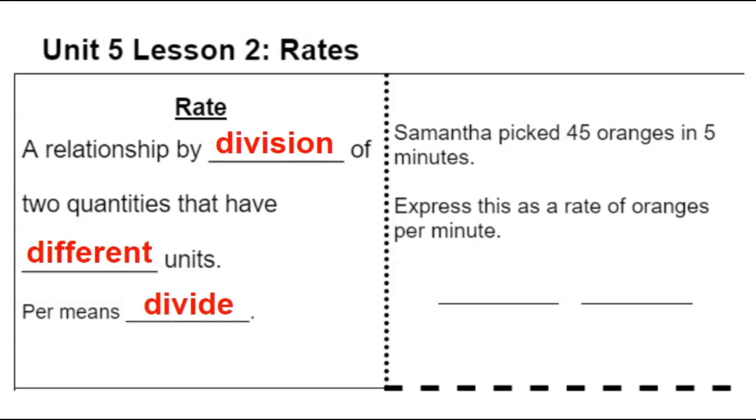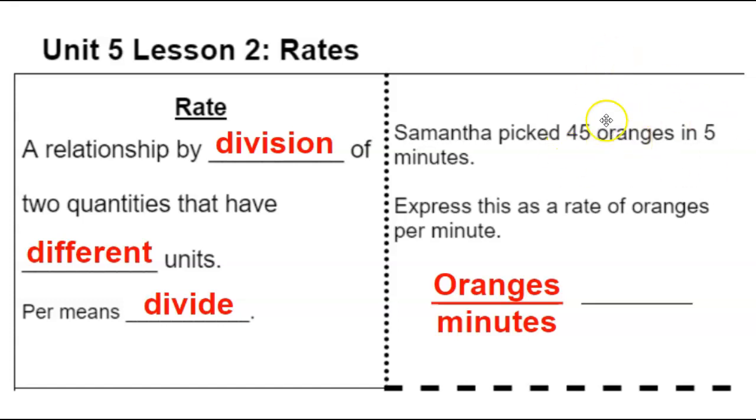So Samantha picked 45 oranges in 5 minutes. Express this as a rate of oranges per minutes. That should be plural, minutes. So we have oranges per minutes. We're going to write oranges per minutes. Make sure that you write your labels to identify what you're working with.